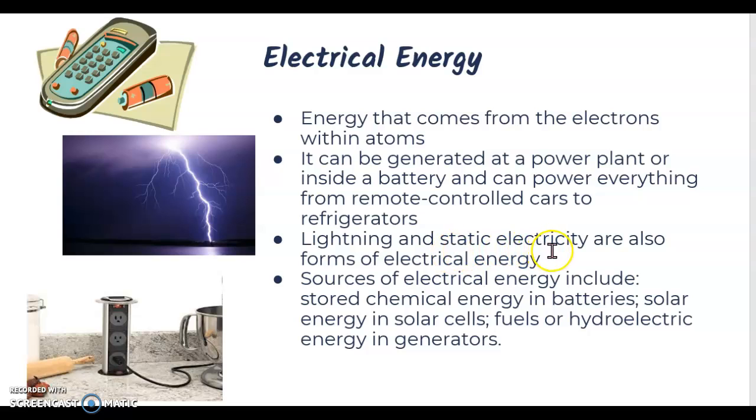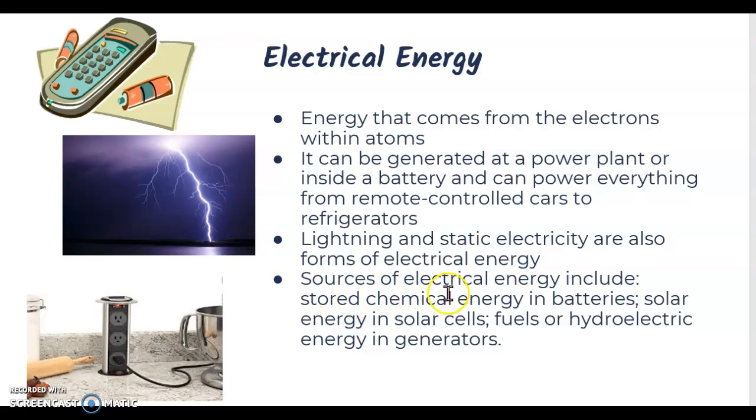Lightning and static electricity are also forms of electrical energy. So that means the lightning that we see has electrical energy. That's why when you are hit by the lightning, you will die because you'll become electrocuted because of that electrical energy coming from the lightning.